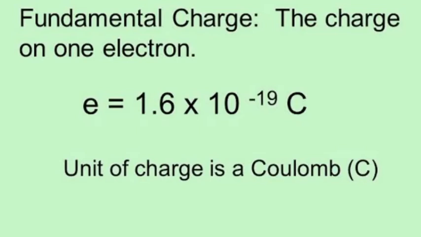Then electrons are the flowing charge, we already mentioned that, and the charge of one electron is already determined. Its value is 1.6 into 10 raised to minus 19 coulomb. That is the charge of a single electron.